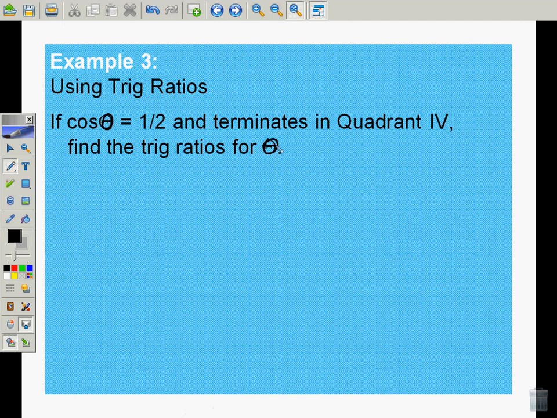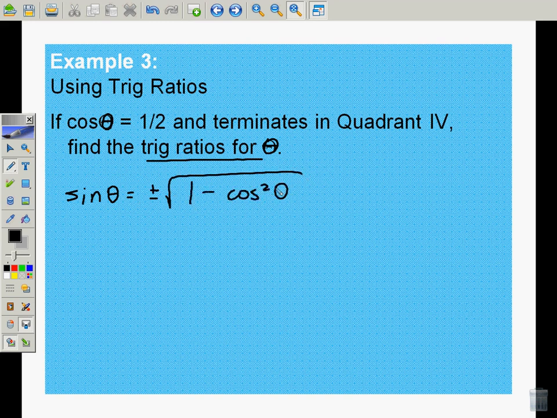Okay, now we're going to find the trig ratios. That means all 6, but we're not afraid because we know what we're doing. Okay, so here's what we've got. Sine theta is equal to plus or minus square root of 1 minus cosine squared theta. Why did I choose this one? I don't know. I know that I need all 6. I have cosine. Okay, so I've got one here. I'm going to find my second one here. Okay, and we're going to go from there.